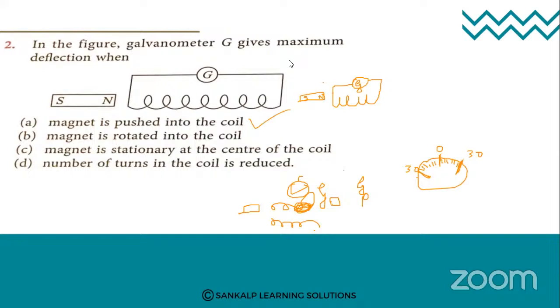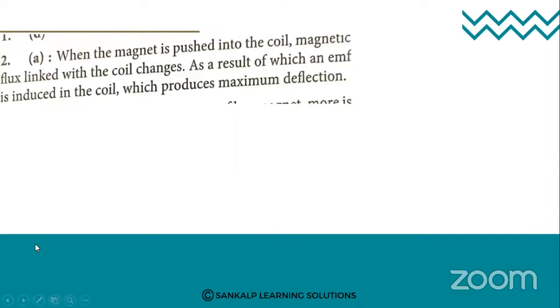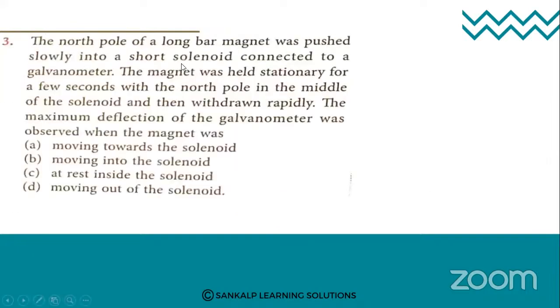A theory based question can be answered correctly when you know the theory part properly. The next question: the north pole of a long bar magnet was pushed slowly into the short solenoid connected to a galvanometer. This is similar to the previous question. Let us imagine this is the south pole, this is the north pole, and here we have a solenoid which is connected to the galvanometer again.